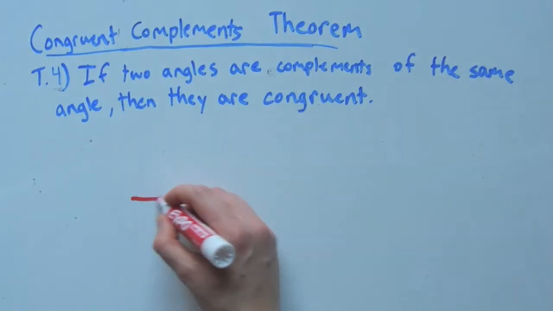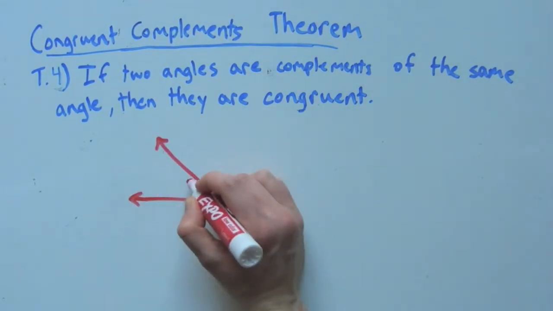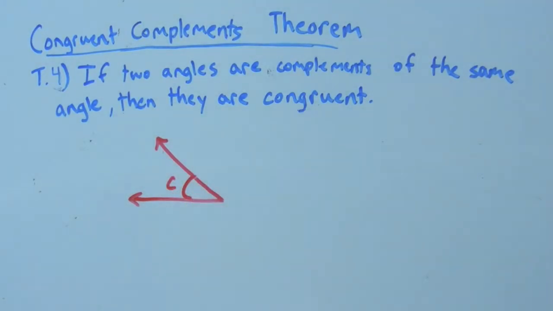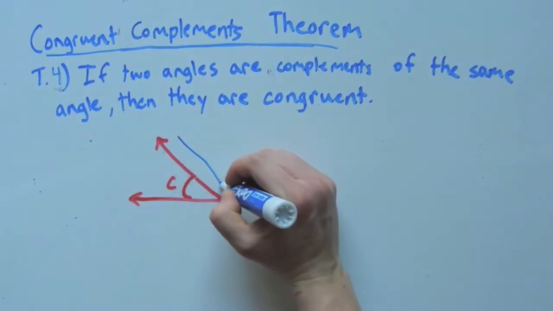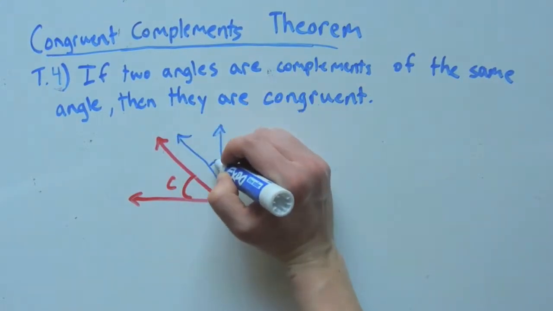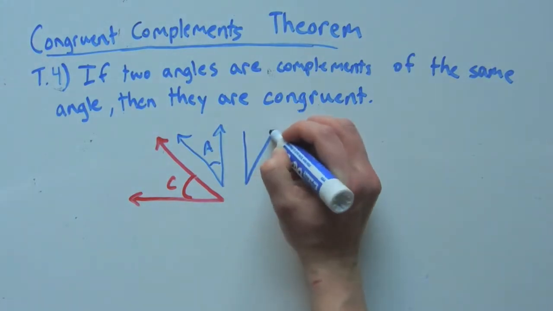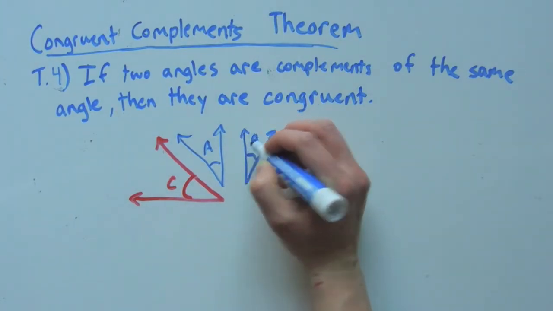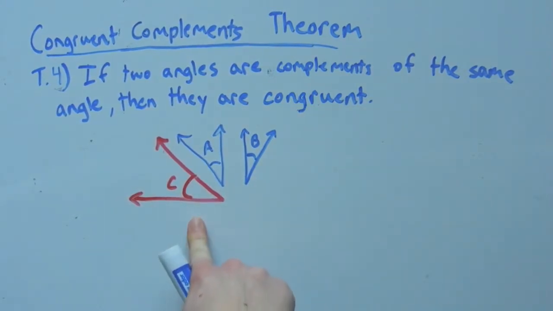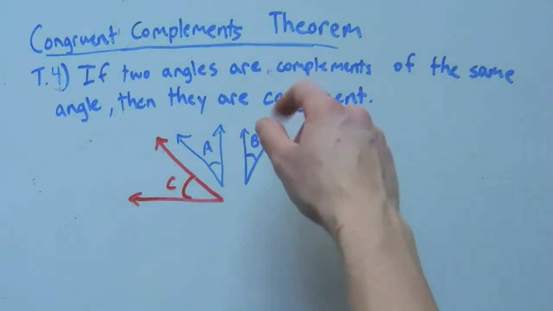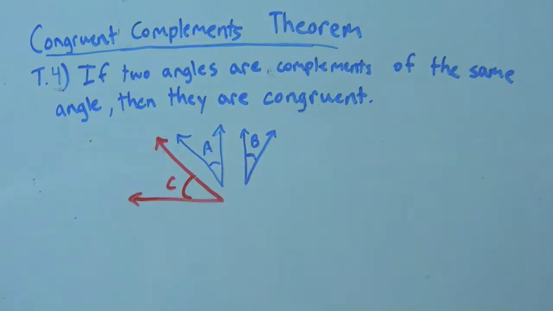Again, drawing a picture. We have angle C, and we have some angle A that's a complement to C. And we also have B that is a complement to C as well. So that means that A plus C is equal to 90 degrees and B plus C is equal to 90 degrees. So based on this theorem, A and B are congruent. Let's go ahead and prove that.